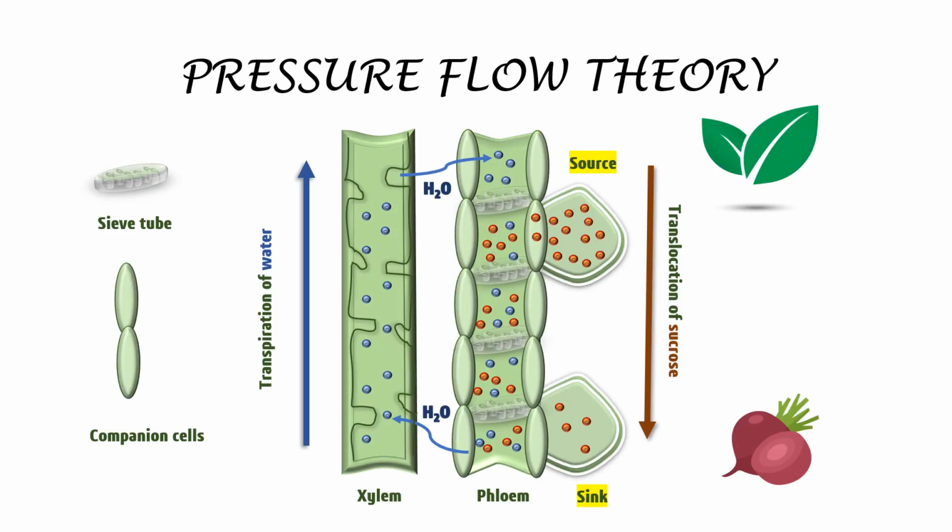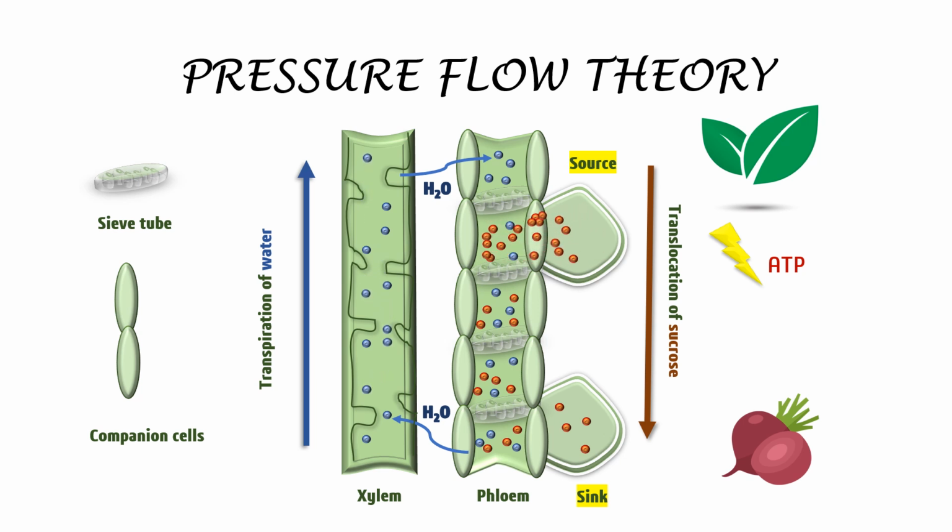So, to illustrate the pressure flow theory through a diagram, we have learned that the food, sucrose, is actively transported into the phloem sieve tubes from the source cells. This process requires energy, ATP, and results in a high concentration of sugars in the phloem.